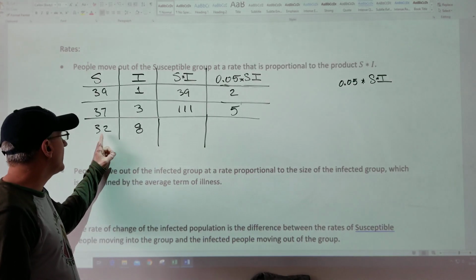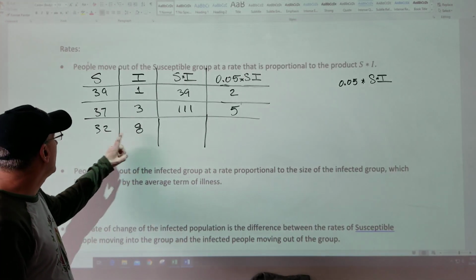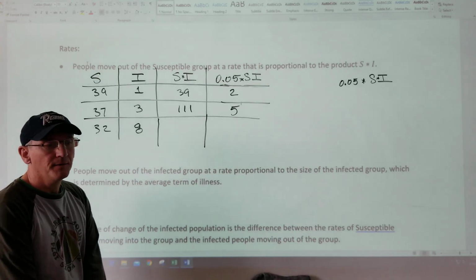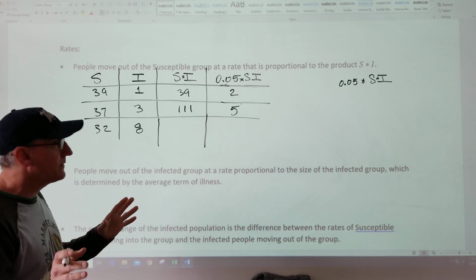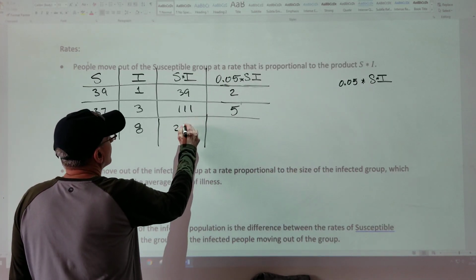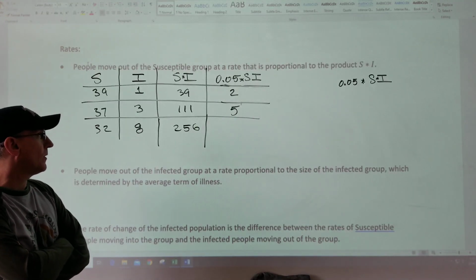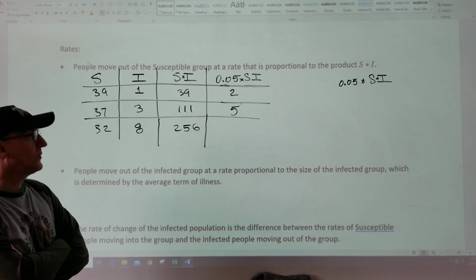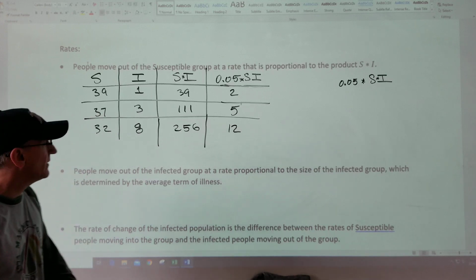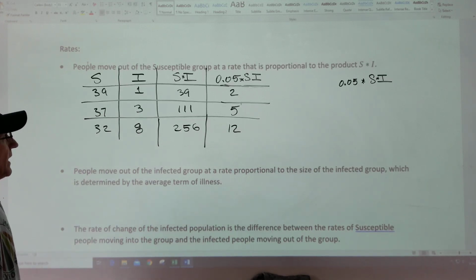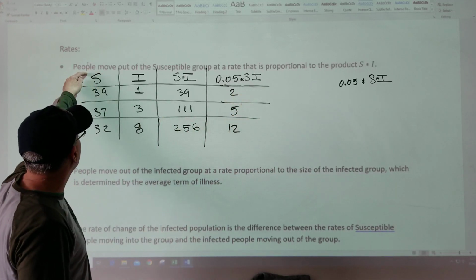Okay, we still have a high number of susceptible people, but now we have a lot of people capable of infecting. 8 times 32 is 256. That's the total number of possible transmissions on this day. We have to take 5% of that. So that's going to be about 12 people. Roughly 12 or 13. As you can see, these are rates, people per day, moving out of here and into here, and this rate is growing.